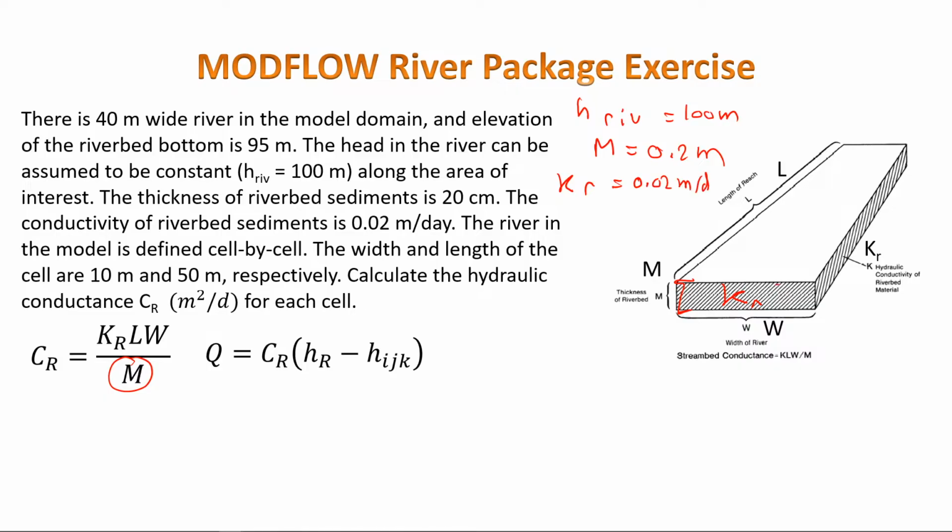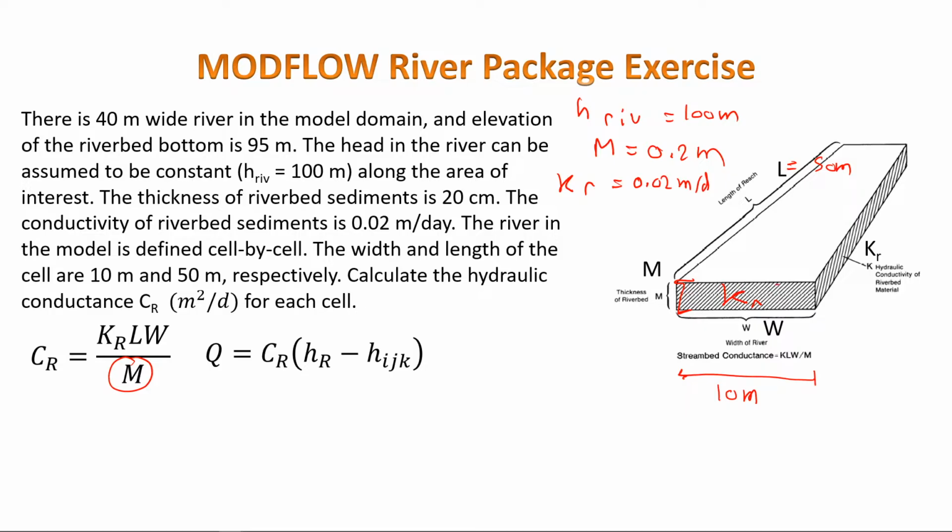The river cell is defined cell by cell in the model. The width of the river cell in my model is 10 meters, and the length is 50 meters. So I have all the information basically. Calculate the hydraulic conductance. So calculate this guy here for each cell.